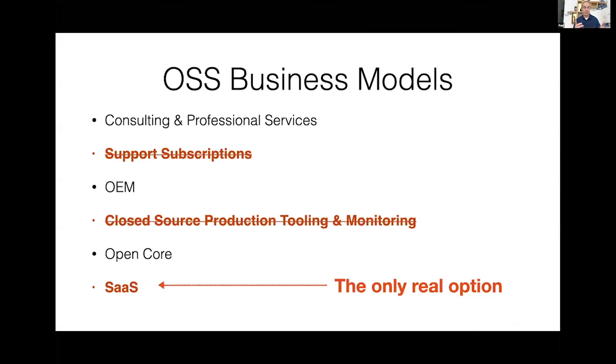Going to the platform, the open source, and the SaaS, trying to tie all these things together, in this new environment, I think SaaS is really the only real option for open source infrastructure vendors. Support subscriptions, closed source production monitoring, tooling, those things are for on-premise customers. And that business is in structural decline. And for those who still go with it, they're likely going to want to own and operate those things themselves and build their own expertise in-house on that open source software.